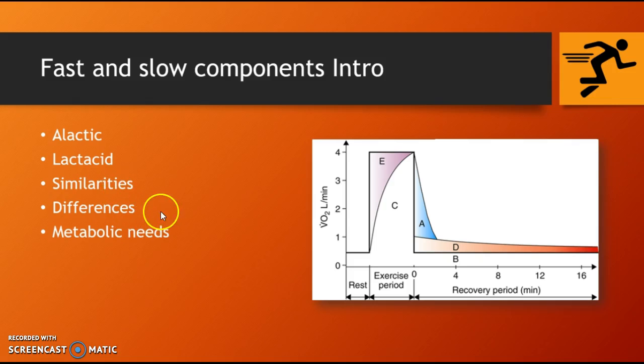So the similarities and differences. Obviously you can see the massive decrease and then the steady decrease, and then later on I'll start talking about the metabolic needs and how they also affect recovery.